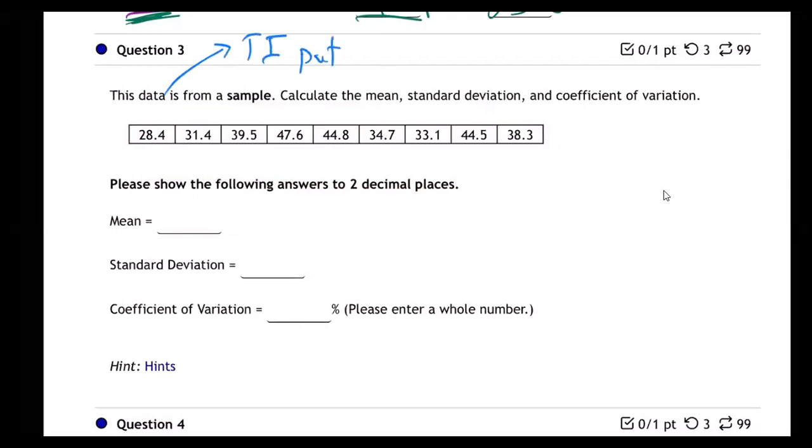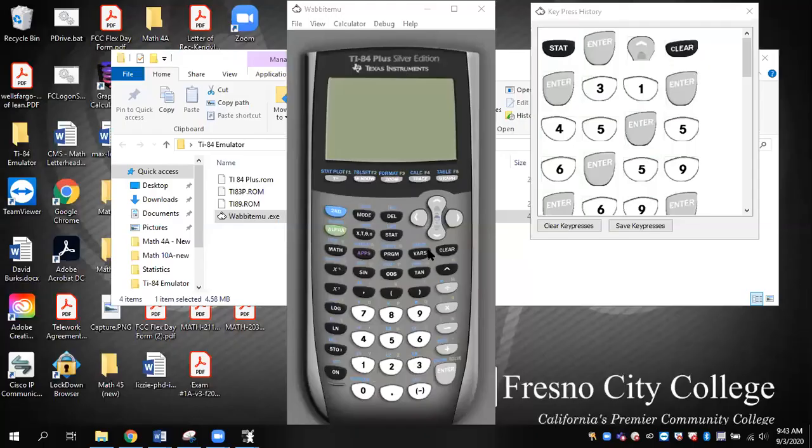TI, put in the data. I'm not going to write out all the steps. We've already done that a couple of times. Look back to question 1 if you want to see how to put the data in. But I'm just going to tell you, put all those numbers in your calculator. I think you know how to do that. So I'll show it real quick as I do it. So here we go.